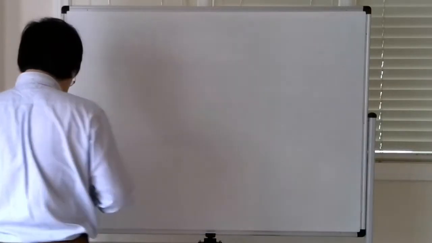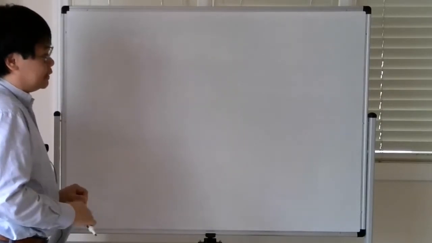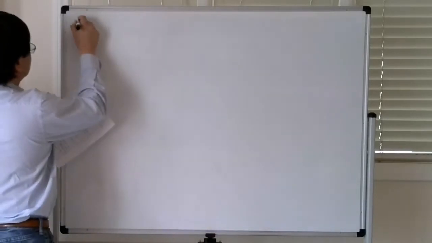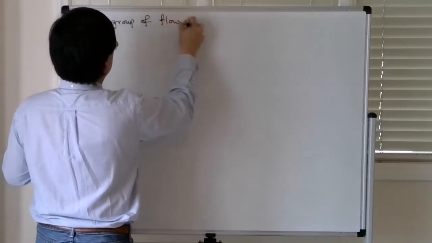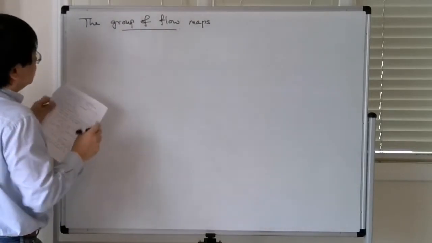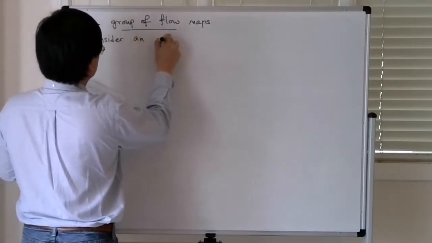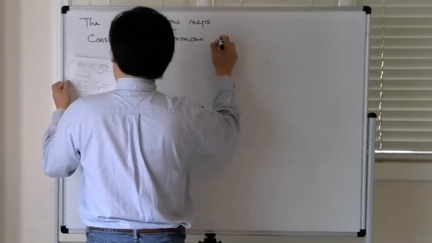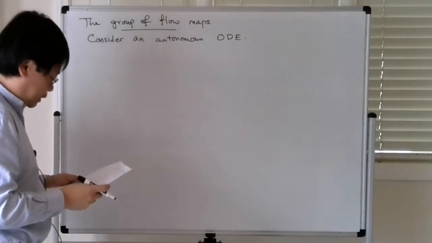Okay, so let's talk about flow maps, which are a nice way of thinking about the exact solutions as a means of comparing them with numerical methods. So the group of flow maps. All right, so let's consider an autonomous differential equation. Okay, what that means then is that the vector field does not explicitly depend on time.